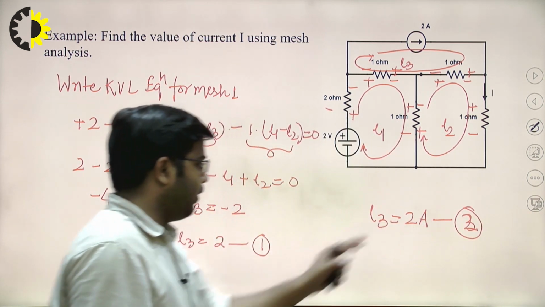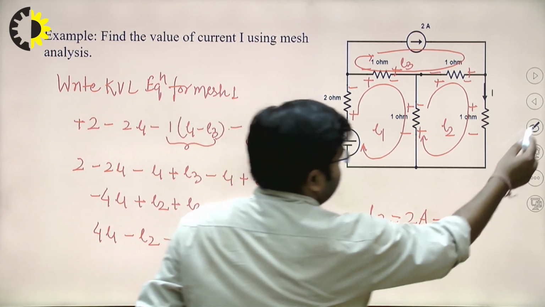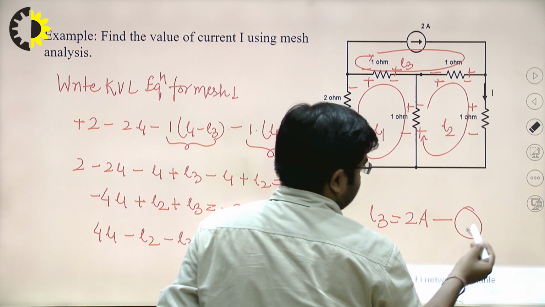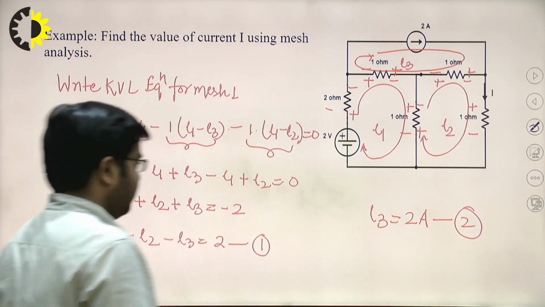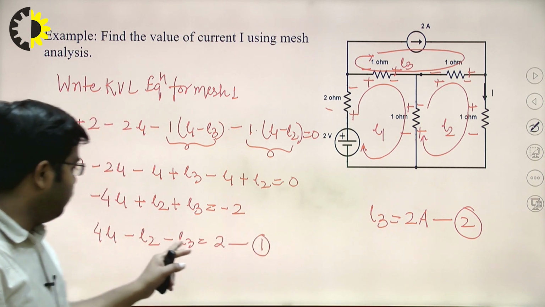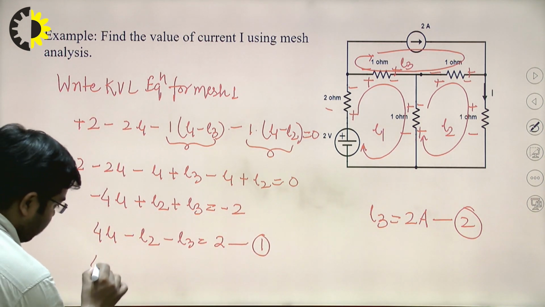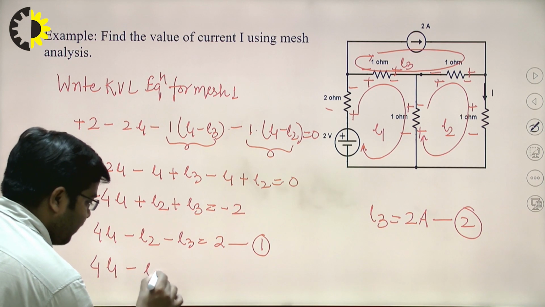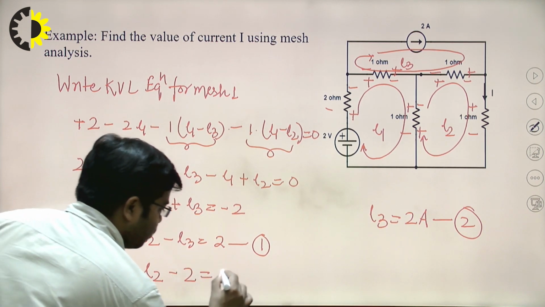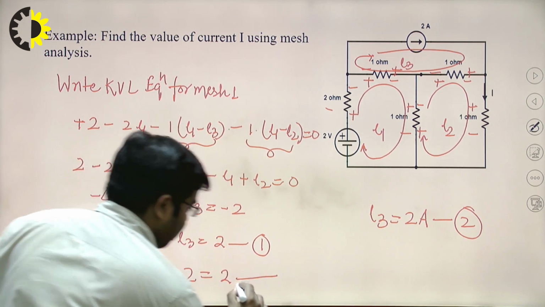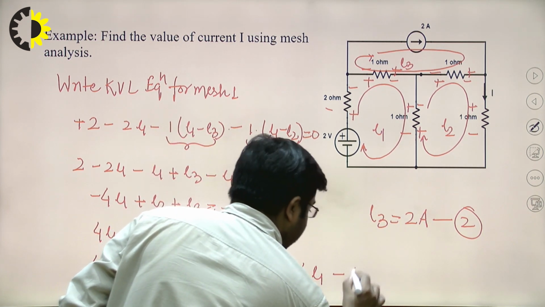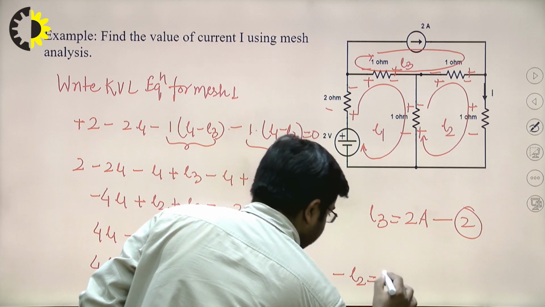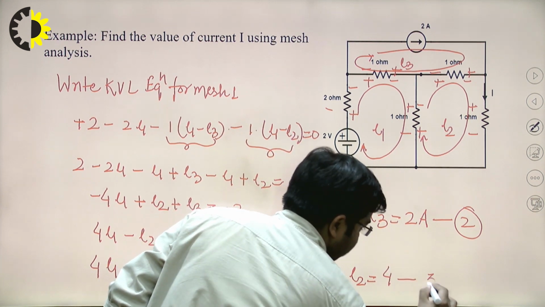Now you can put this value here. So just the I3 value you can put here. So you will get 4I1 minus I2 minus 2, that is equal to 2. Okay. So from here you will get 4I1 minus I2, that is equal to 4. Suppose this is equation number 3.